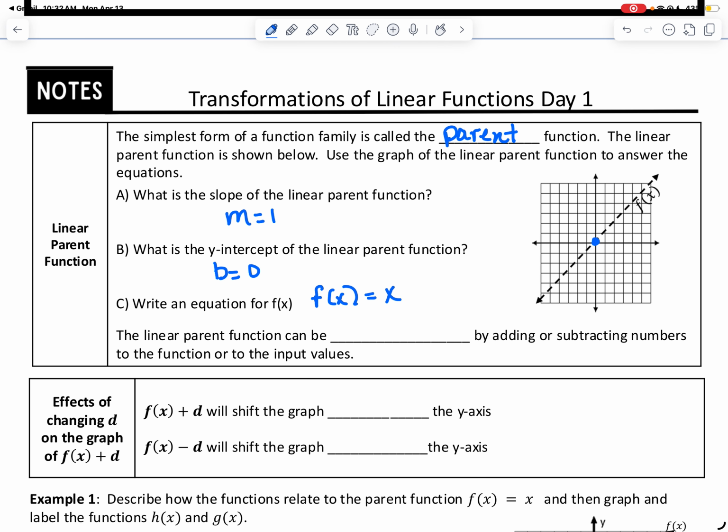So the linear parent function can be transformed by adding or subtracting numbers to the function or to the input values. In other words, we could move this linear parent function to the left, to the right. We could move it up the y-axis, down the y-axis, simply by adding or subtracting numbers, either to the function itself or to the input values.